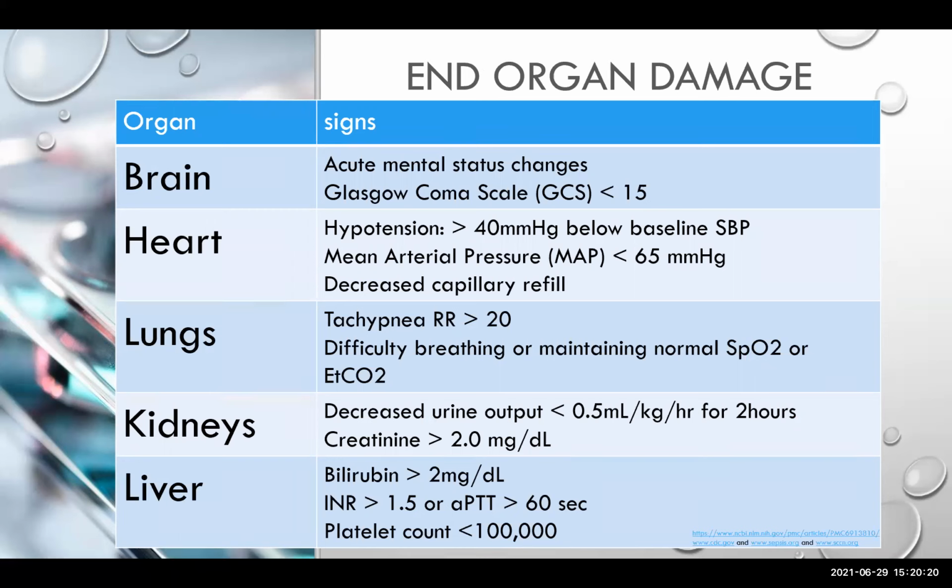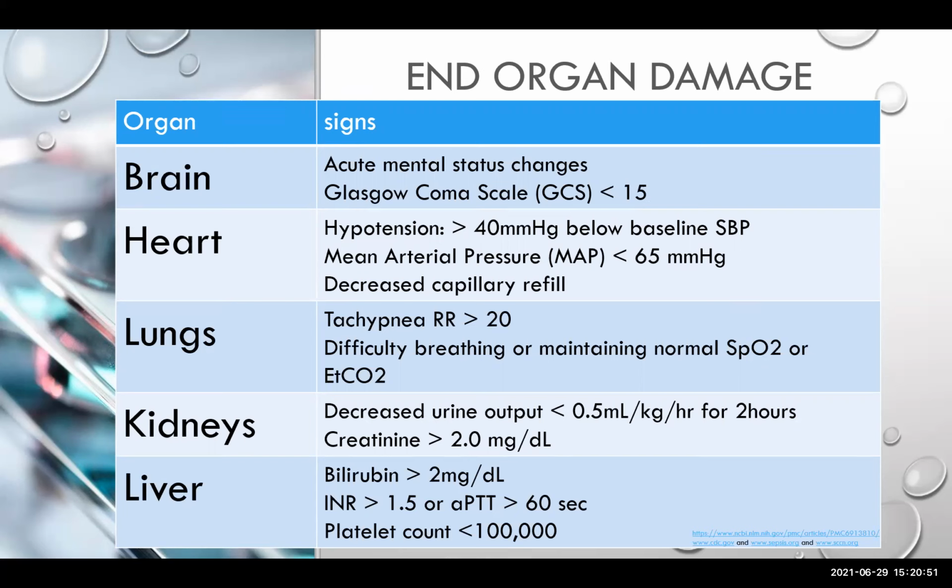Of course, systolic blood pressure baselines will be very different depending on your patient's body mass index, history of high blood pressure, or other comorbidities. A mean arterial pressure is a nice equalizer for most patients. If you start to see a mean arterial pressure of less than 65 millimeters of mercury, it's typically an indication that you have end organ damage in the heart, as well as decreased capillary refill.